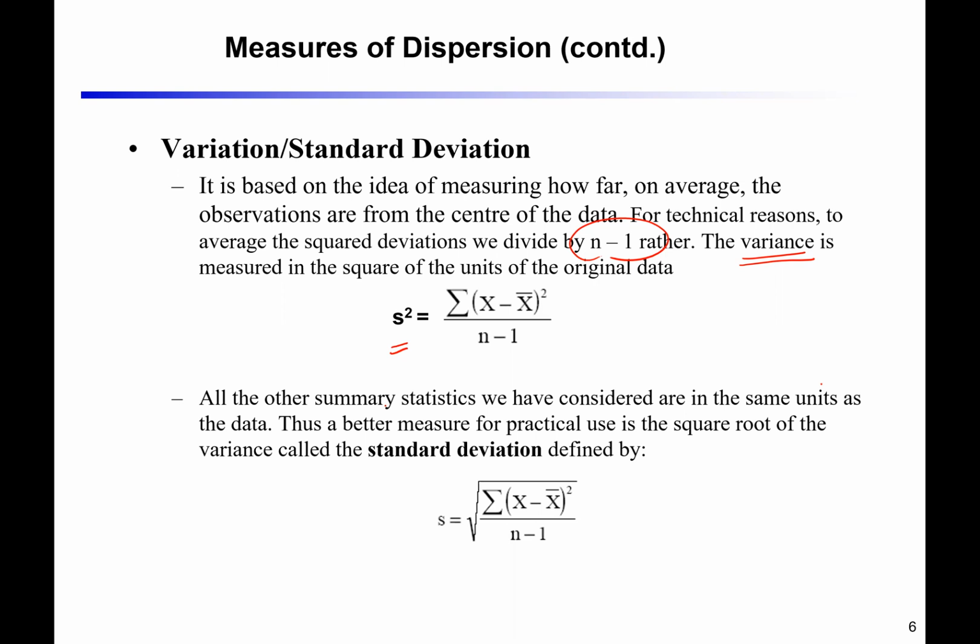All the other summary statistics we have considered are in the same unit as the data. Variance is a squared quantity, so it is not in the same unit, but if you take the square root and get the standard deviation, it will be in the same unit. That's a better measure for practical use. So you have variance, sample variance, and sample standard deviation.